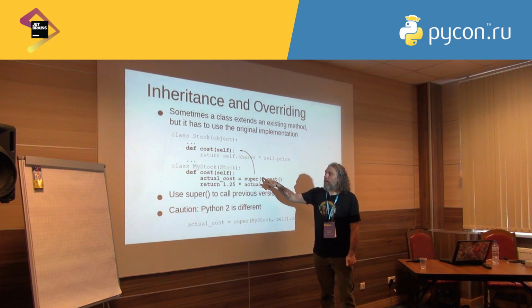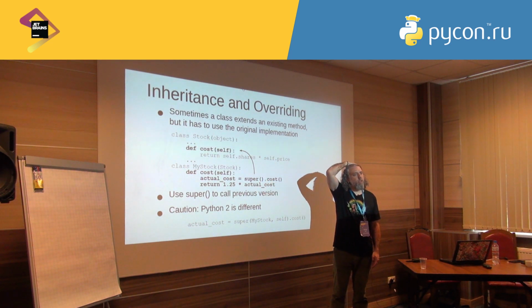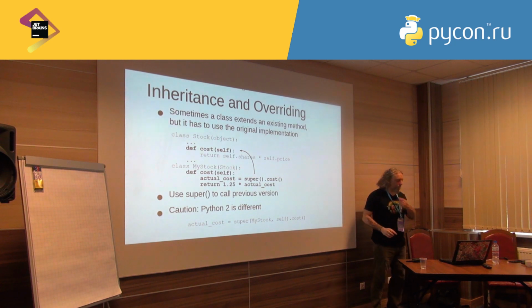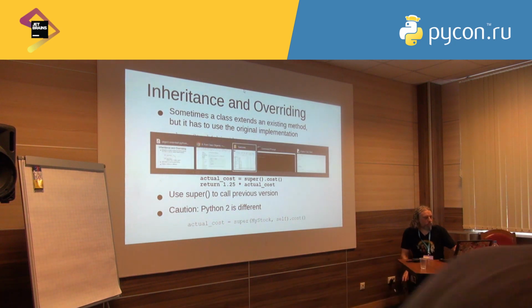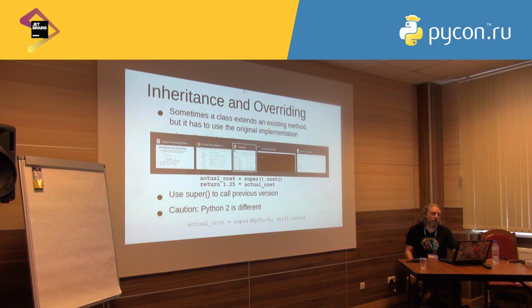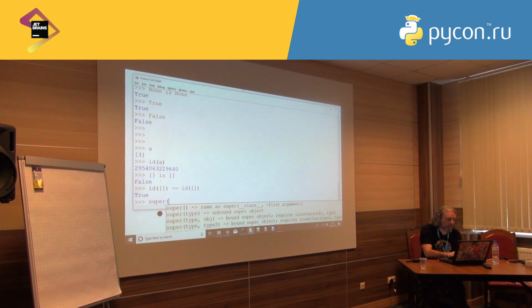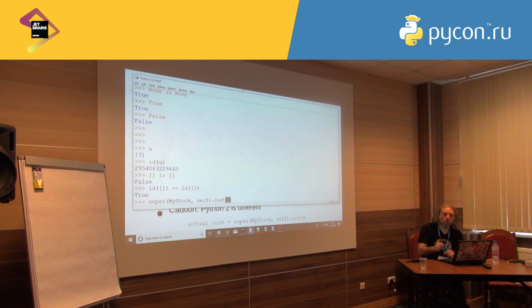So super, called like this. Who used super in Python 2? It's actually trickier in Python 2 because there is such a thing as old-style classes, where super doesn't work. So the first rule of Python 2 is don't use old-style classes. In Python 2, the syntax was something like this: you would do something like super(myStock, self).cost. This is what you would do in Python 2.